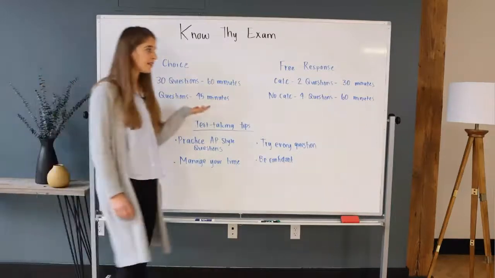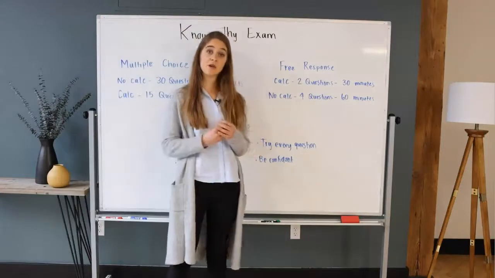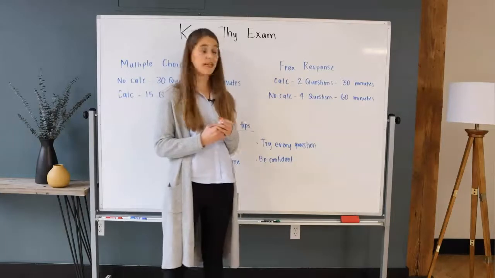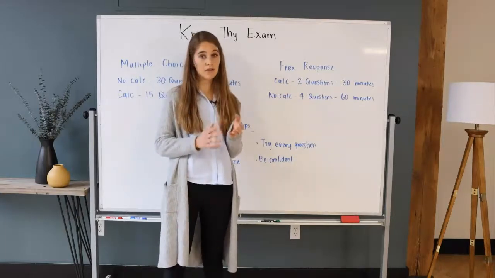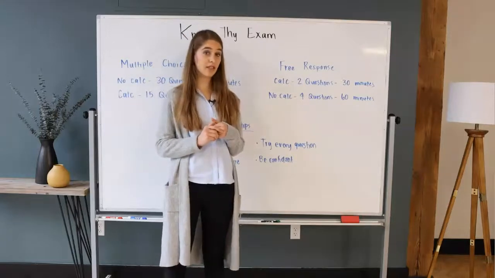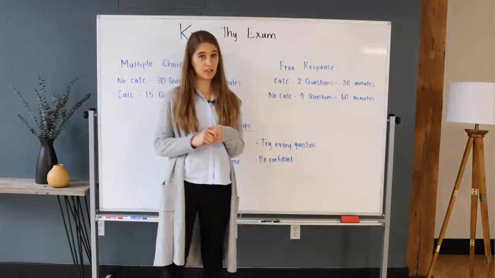Now, for the free response section, you're actually going to start with your calculator this time, and there are 2 questions on which you're allowed to use your graphing calculator. So for each of the free response questions, you have roughly 15 minutes. Now, once you're done with that first section, you're going to have to give up your graphing calculator, and then you will get your next 4 questions.